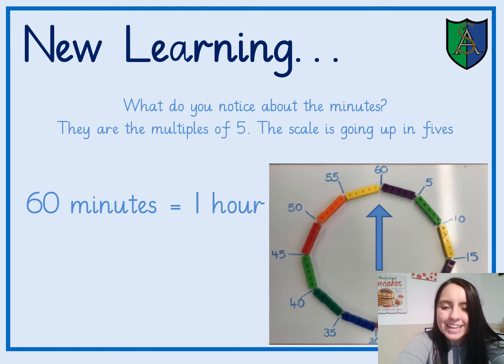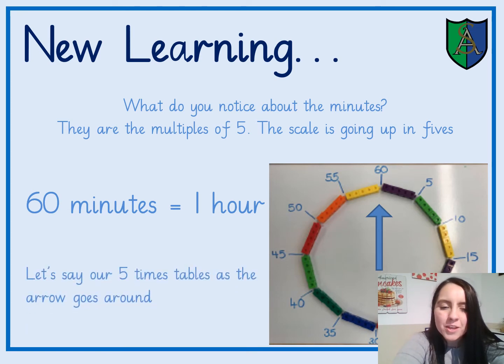And I've just got a little demonstration for you now. So remember, when the minute hand has made its way all the way around the clock until it gets to 60 or 12 o'clock, when it gets to the number 12 on the clock, that means that it's been 1 full hour. So let's watch how the minute hand does that now. And as it goes around, I'd like us to count in our 5 times tables as it passes each of those numbers. Shall we give it a try?